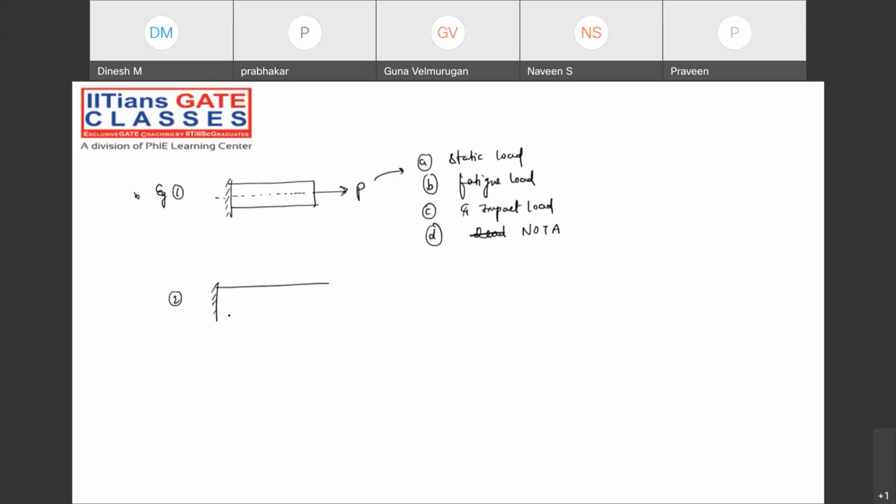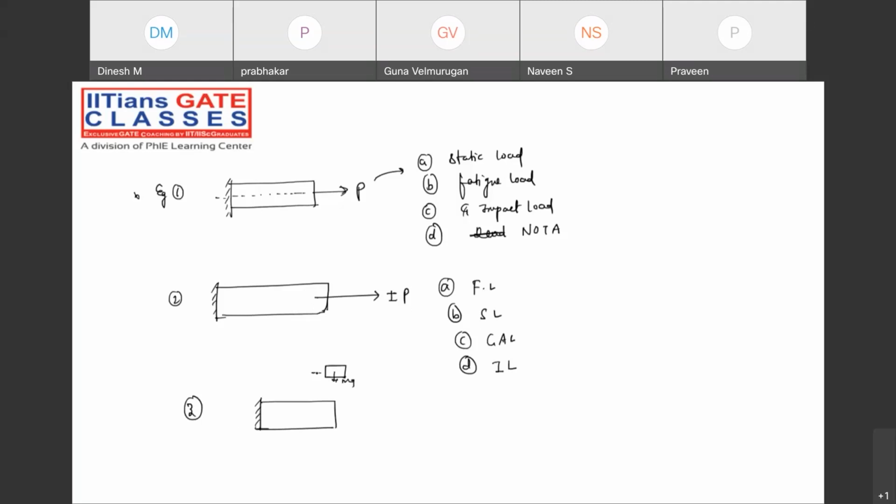Keep answering these questions. Now when I apply the load, something like plus minus P. Option A, fatigue load. Option B, static load. Gradually applied load. Impact load. Question 3 will be: there is a mass at a distance of H, and it is striking this particular bar. In this case, what type of loading condition do we need to consider for designing purposes? Fatigue load, impact load, gradually applied load, none of the above.